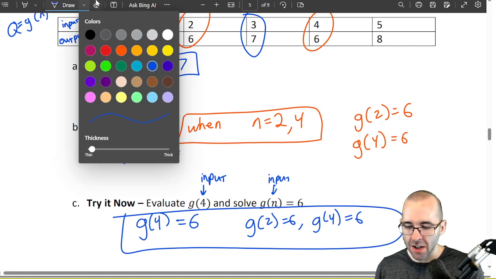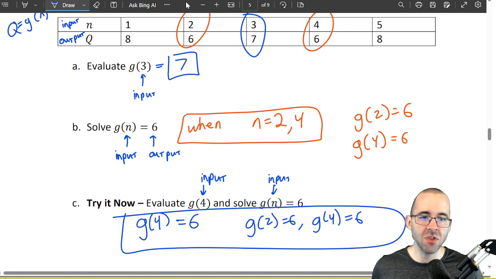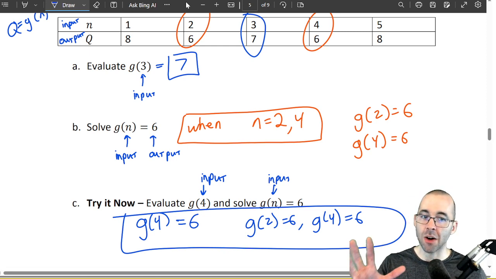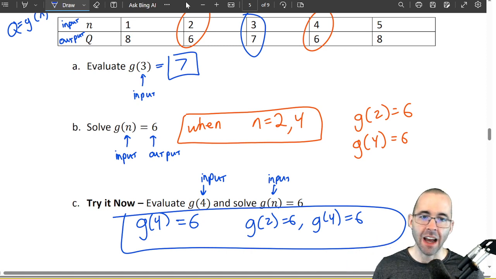That's it for this video. Hope you learned about how to solve and evaluate functions. Solving means we have an output. We want to find the input. Evaluating is we have an input. We want to find the output.